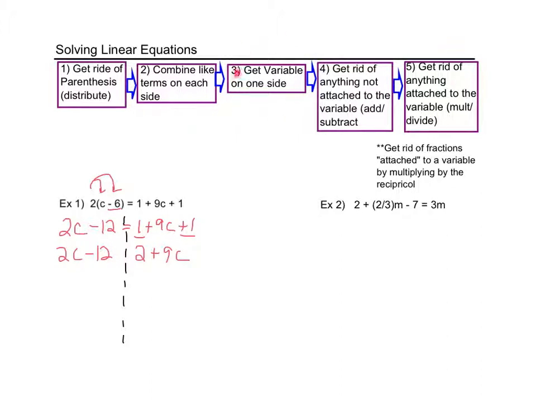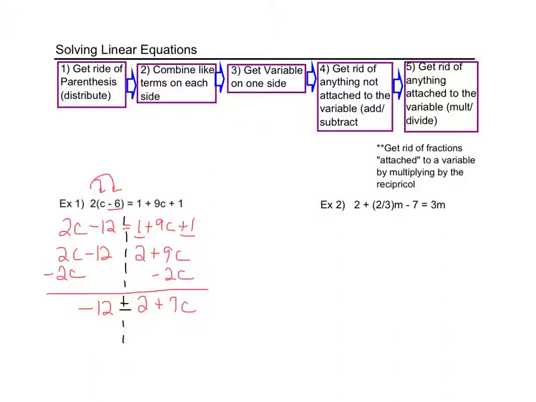Step 3 then tells me to make sure I have a variable on only one side. Well, I have a c on the left and on the right, so I have to get rid of one of those through addition and subtraction. So I'm going to get rid of this 2c. I usually like to get rid of the smaller one because it means I'm less likely to deal with negative numbers. So I'm going to get rid of it by subtracting it. I always have to do the same thing to both sides. Now 2c and 2c subtract to be nothing. Negative 12, my equal sign drops down, my 2 drops down, and 9c subtract 2c leaves me with a positive 7c.